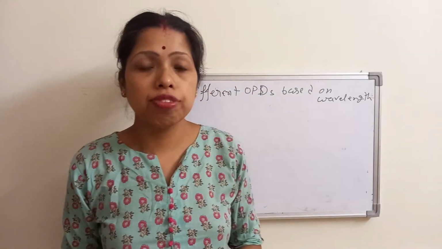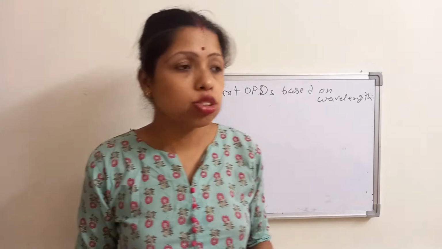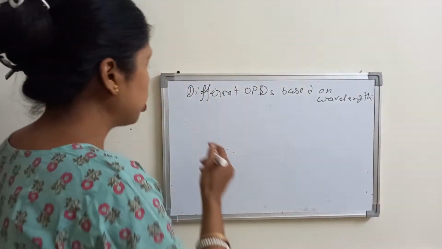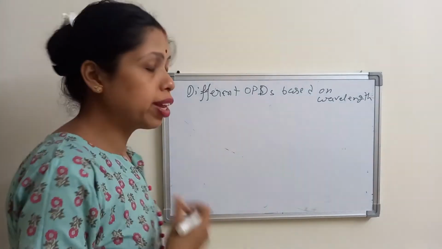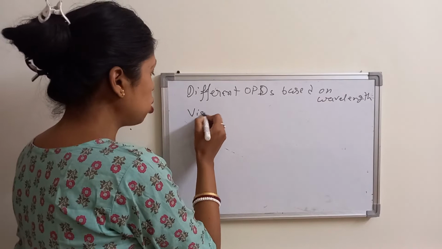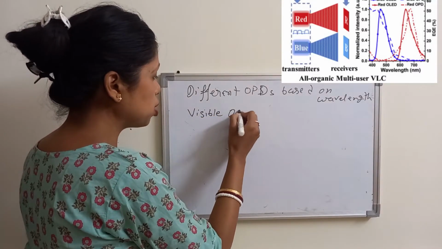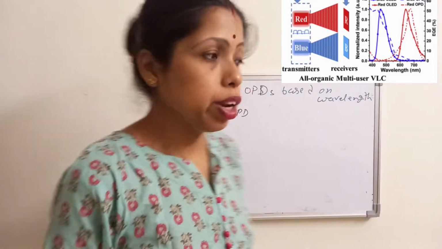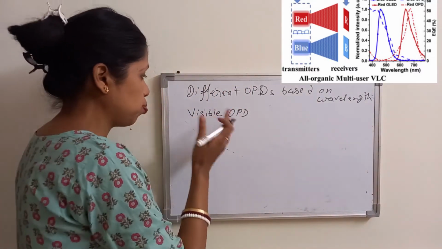So based on the different wavelengths, we can design different kinds of organic photodetectors which can be used in different applications. Right. So today I will discuss this. Today I will discuss two different kinds of organic photodetector. First is the visible photodetector, visible OPD. Second, I will discuss the panchromatic OPD.